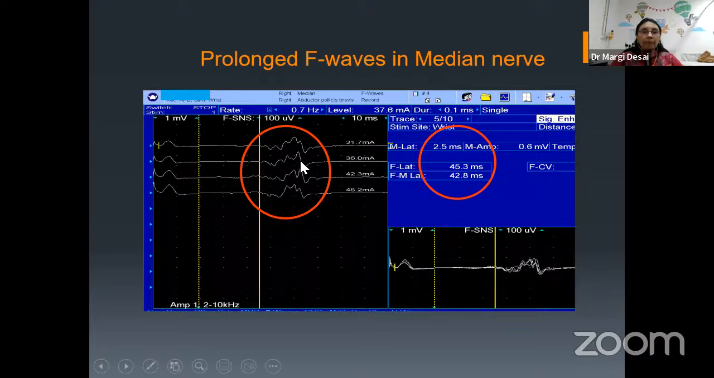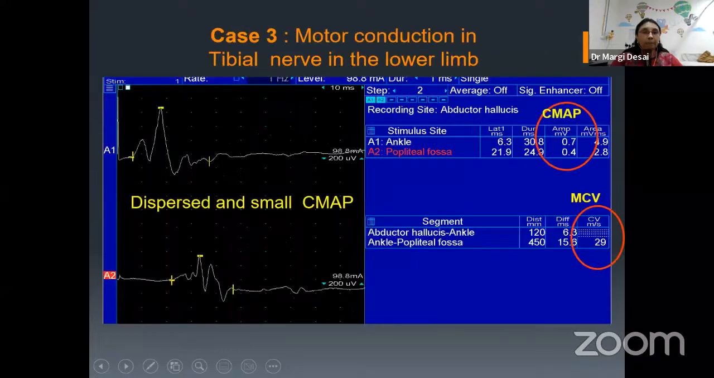Now, F waves in median nerve, they were also prolonged. Normal latency would be 16 to 20 milliseconds. In her case, it was 42 milliseconds, so it was prolonged.